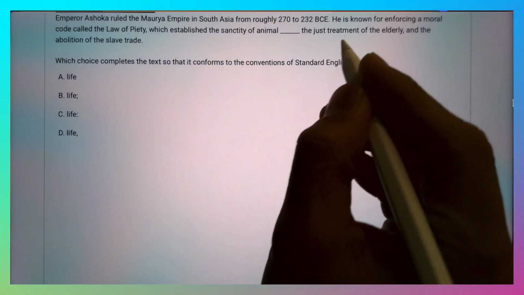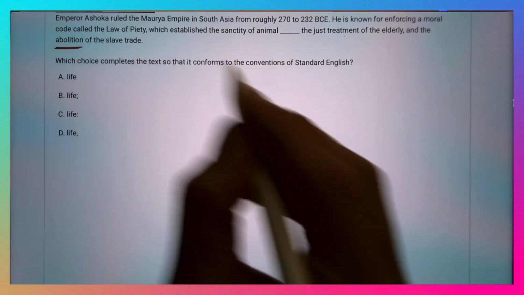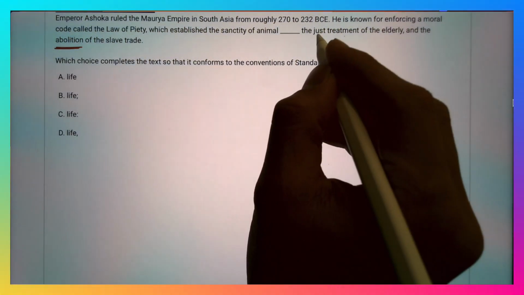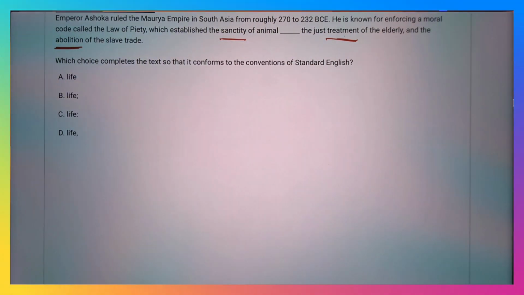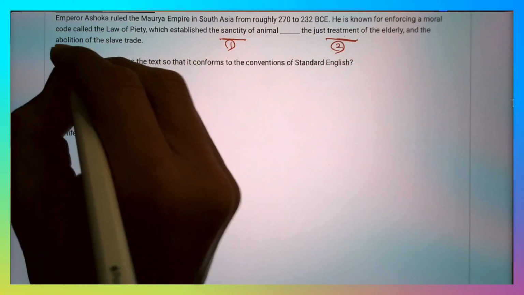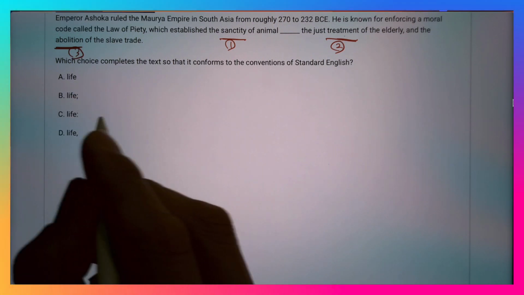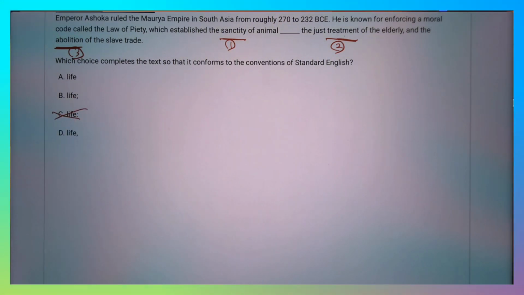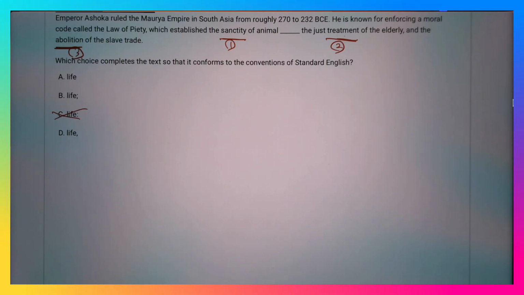So these three items would be the abolition, like nullification of the slave trade, the treatment, and the sanctity. So item one, item two, and item three. Now, just because you have a list of items doesn't mean you go straight to the colon. If anything, you have to use a colon after an independent sentence before you list these items. That's not the case here, because the blank happens to be after this verb. So a colon cannot be used.